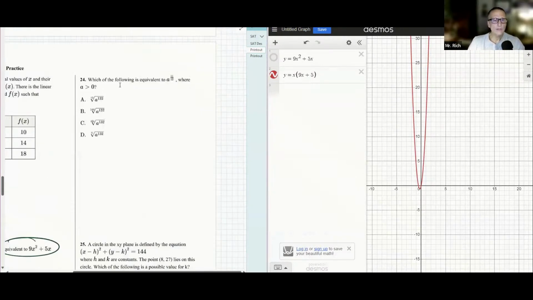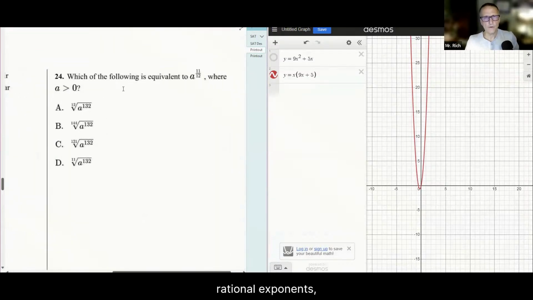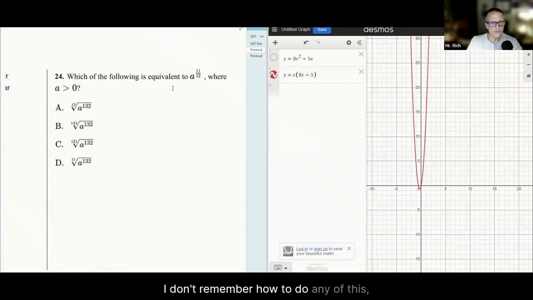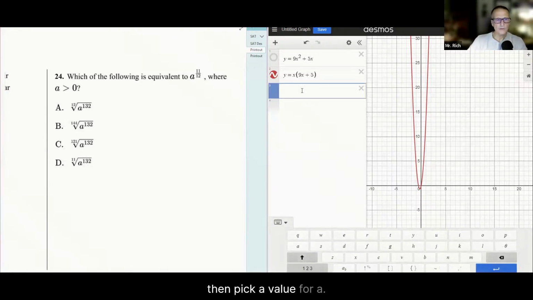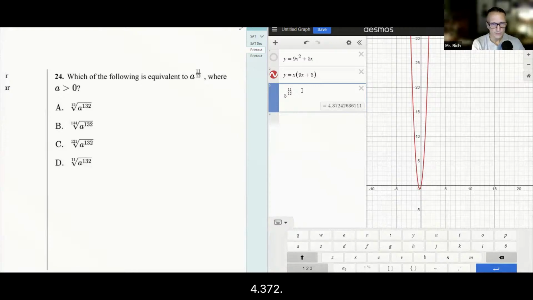Again, you should know how to convert rational exponents, fractional exponents, into radicals. But there's a way around this one, right? What you could do, if you're like, I don't remember how to do any of this, is pick a value for A. I'll use the number 5, and I'm going to raise it to the 11/12. And that's the answer, 4.372.